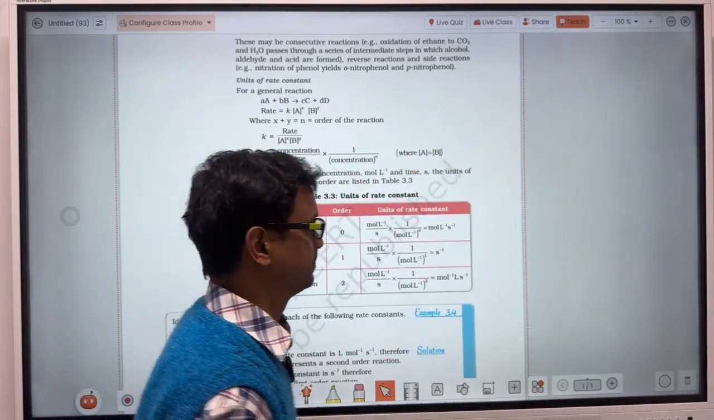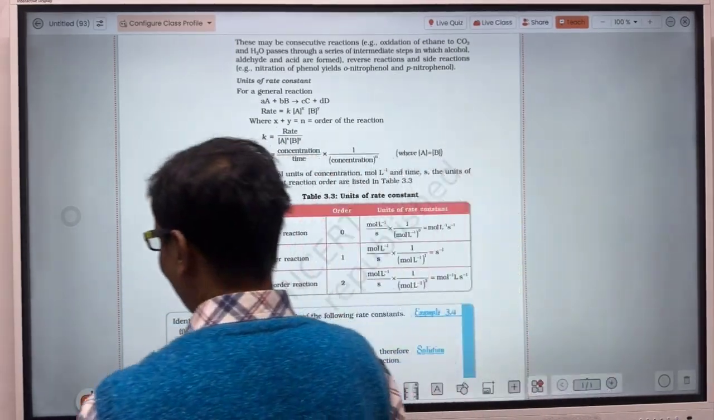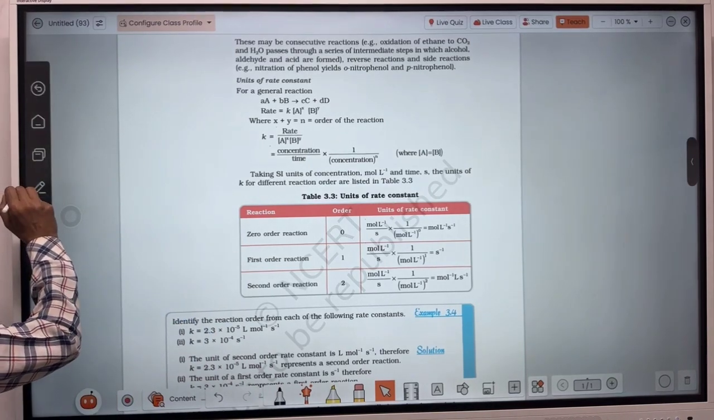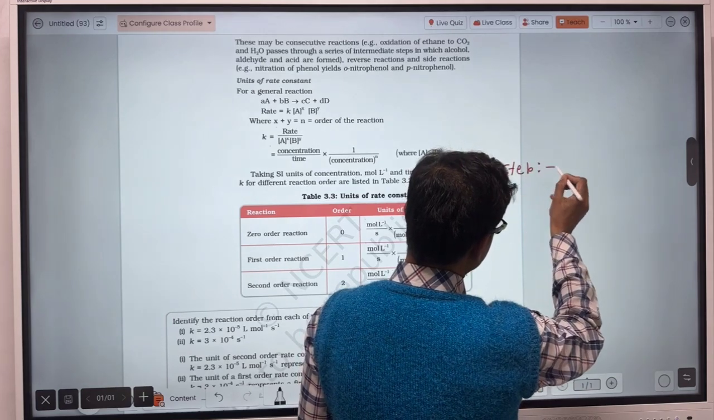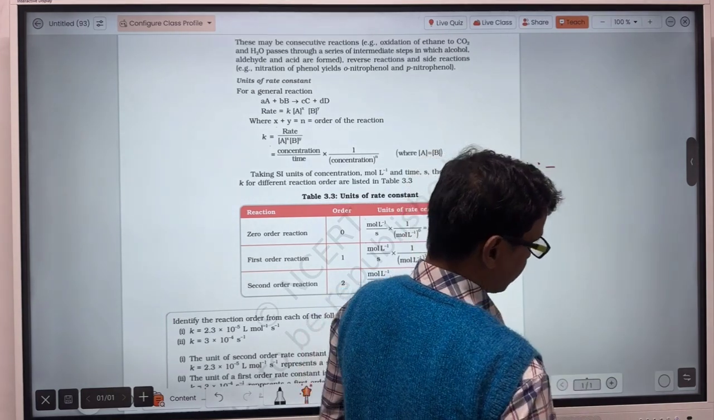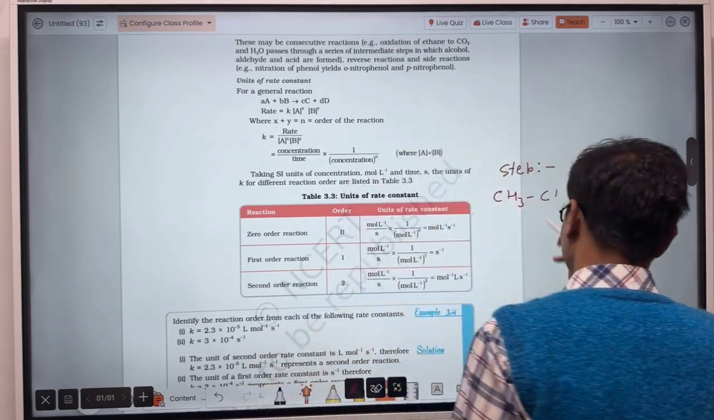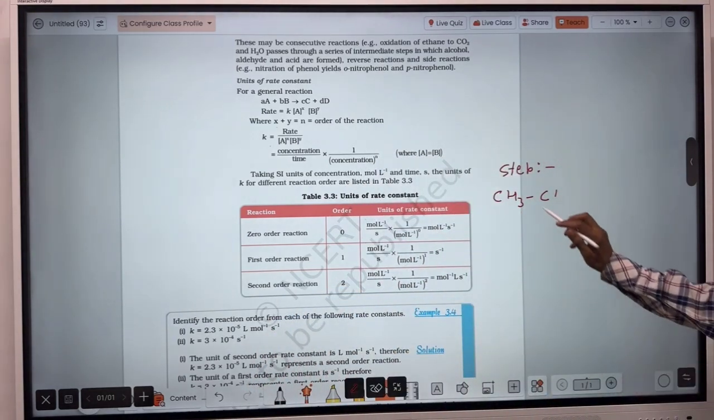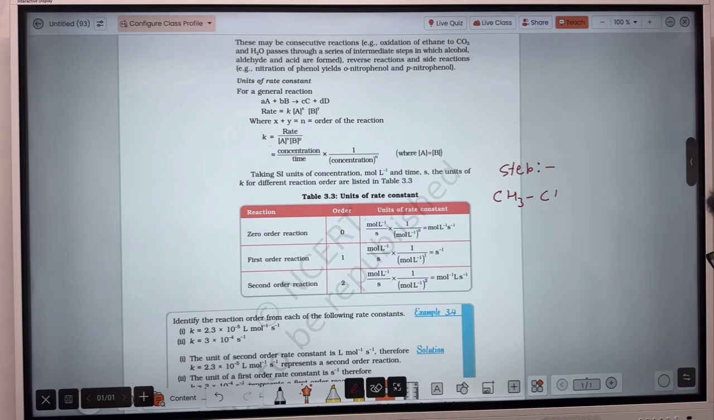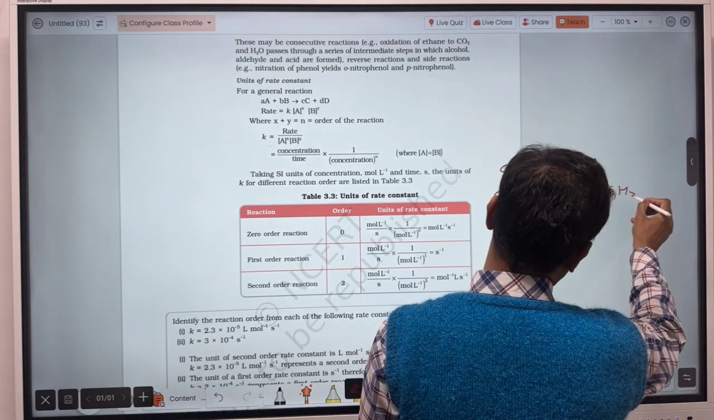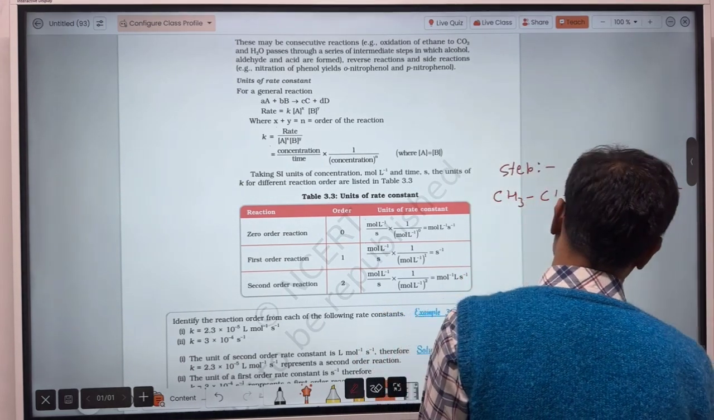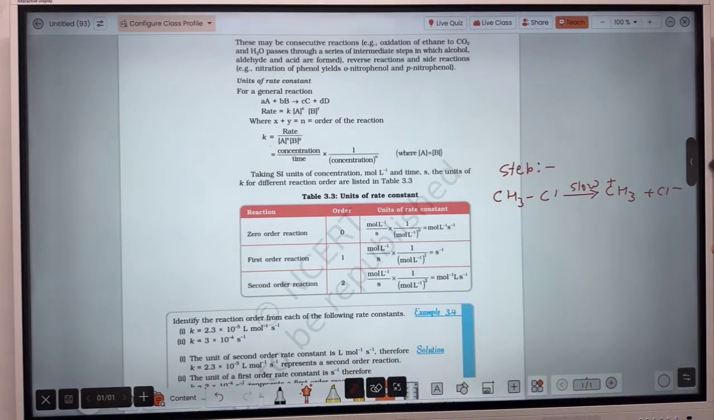Okay, let's see that one also. What happened in step 1? That means there are 2 steps. The SN1 reaction mechanism takes place in 2 steps. In step 1, in the haloalkane, first of all there will be cleavage of the carbon-halogen bond, and this cleavage is a slow step. So this process will take place slowly, and haloalkane forms a carbocation and a halide ion.